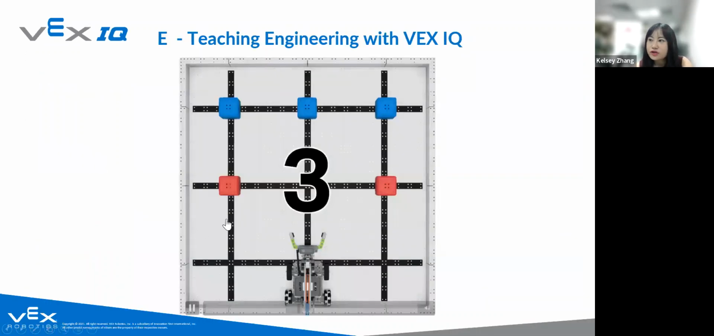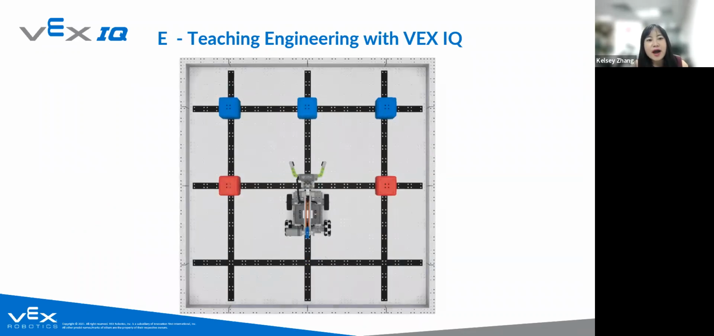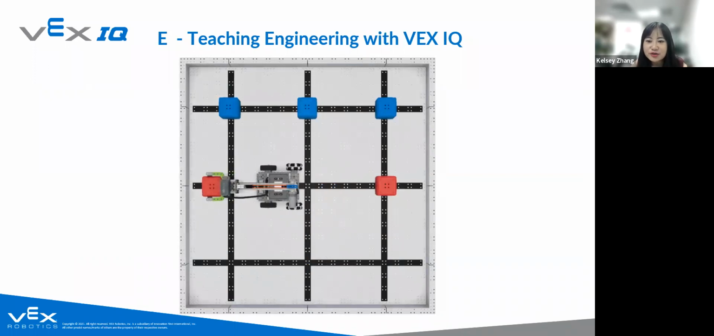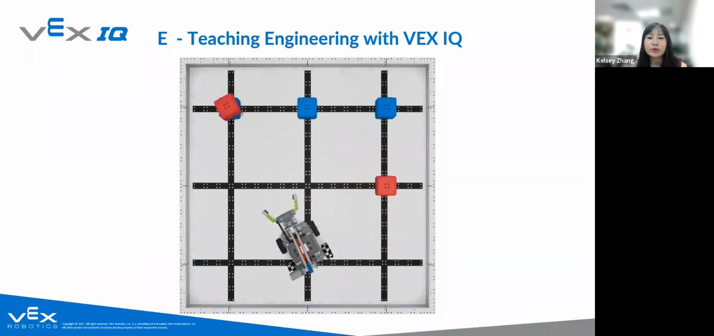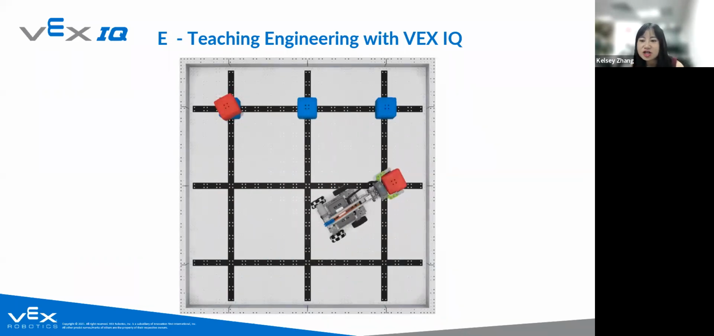And now this example is to show you how students can learn engineering with IQ. The goal of this challenge is to use the controller to drive the robot and stack as many cubes as they can within minutes. One of the key things in this challenge is the robot arm. You can see it has the claw and also the robot arm.